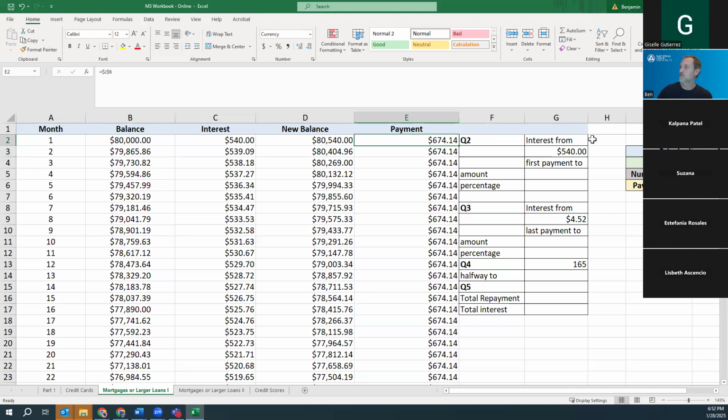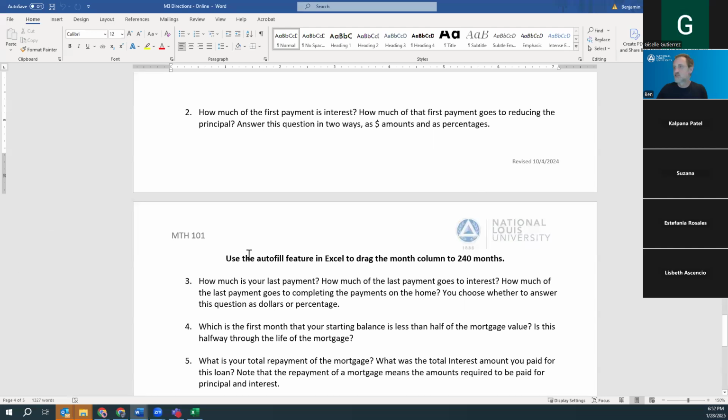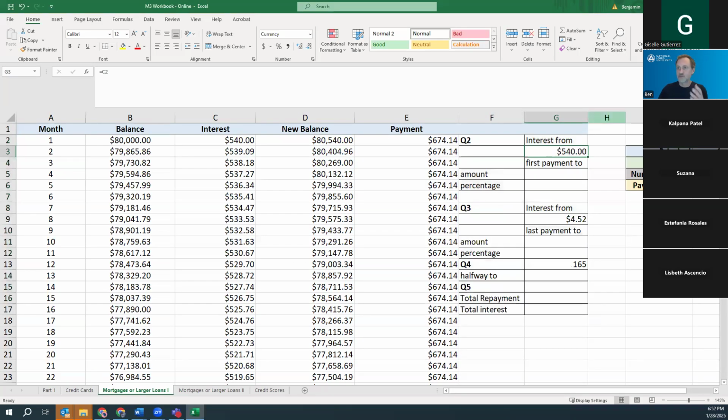So you'll notice that a couple of things have been brought over already into this little section here. And I'm going to redesign this section next time I do this. But this answers some of the questions. I think the first question is, how much of the first payment is interest? And that answer is already here. It's $540. When I pay $674, 540 of it is going to pay the interest.